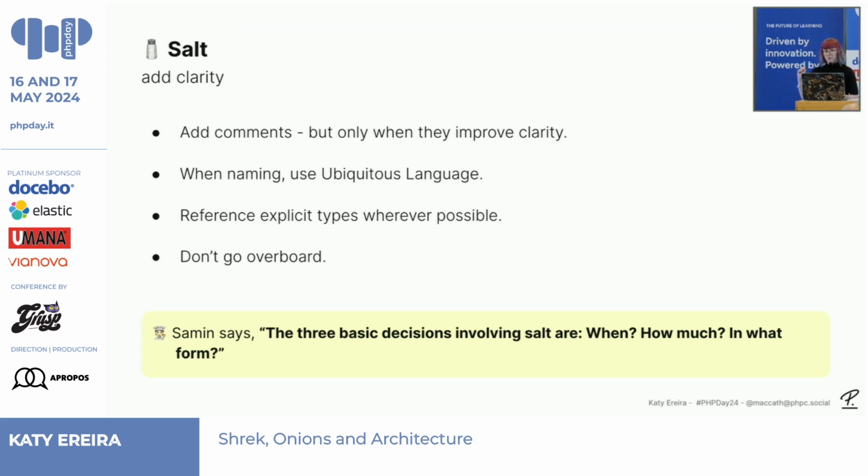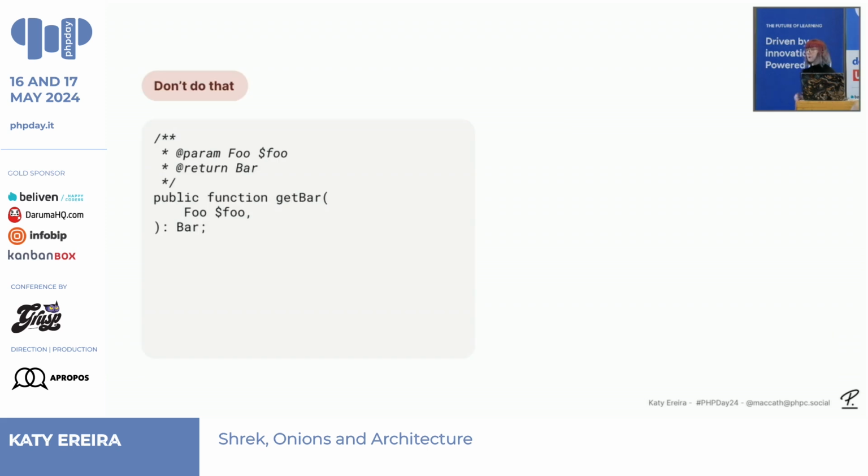We're not going to go overboard with our salt adding, and we're going to reference explicit types because PHP is a typed system. All of our objects and our values and things like that have types, and that makes clear what the objects are used for. So I'm going to go through a few do's and don'ts. Here we have an example of something that I see quite often, but I find quite overpowering.